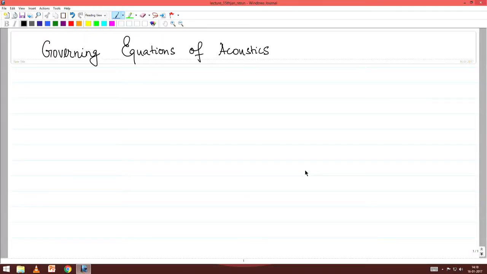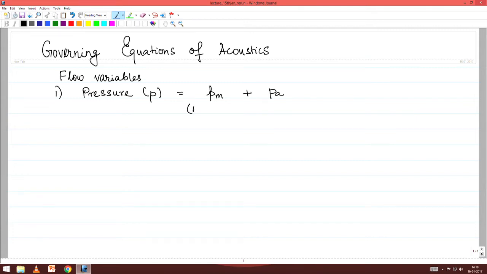Here we will derive the governing equations for acoustics. We will start by specifying all the flow variables of interest. The flow variables of interest are, first, pressure, which we will denote by the symbol P, and we will break this up into two parts: the mean component Pm, and the acoustic component or the fluctuating part, as we have said.